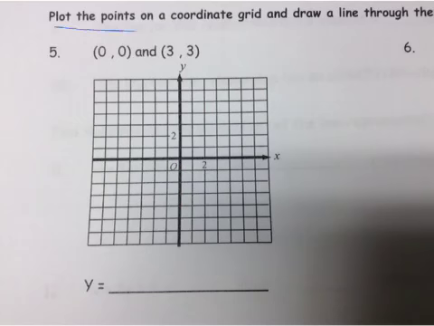Next thing says to plot the points, draw the line, and then you're going to come up with an equation. So 0, 0 is the origin. This point, the first number tells us to go left or right. Since it's positive, we're going to go right. The second number tells us to go up or down. Since it's positive, we're going to go up. So we're going to go right 3, up 3, and that's from the origin. Right 1, 2, 3, up 1, 2, 3. Now we can draw our line.